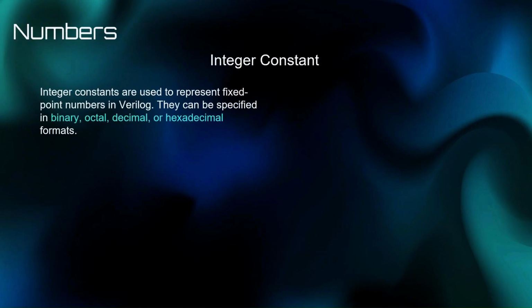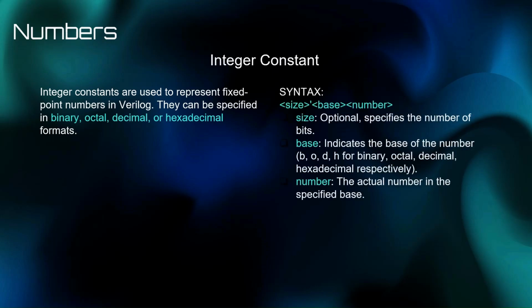Integer constants in Verilog are used to represent fixed point numbers. They can be specified in different bases: binary, octal, decimal, or hexadecimal. Look at the syntax of the integer constants. It represents the size of the number, whether 4 bits, 8 or 16 bits, and so on. The base of the number represents whether it is decimal, binary, octal, or hexadecimal, along with the number.